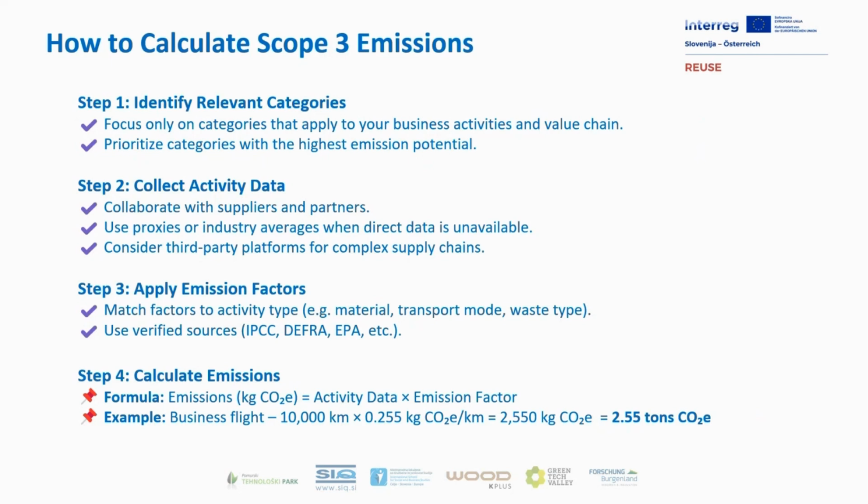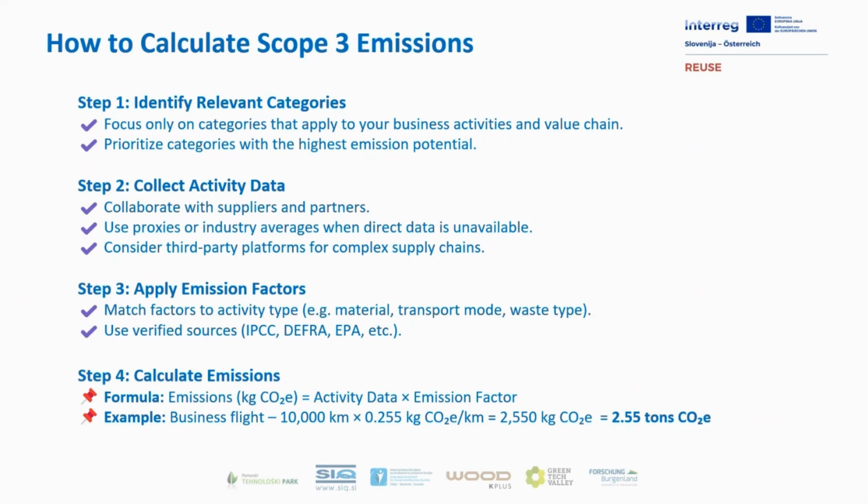Step 4 is the calculation. The basic formula is, again, simple. Formulas are always simple, but how to get to the data, that's more difficult. So the formula is emissions equal activity data multiplied by the emission factor. In other words, emissions in kilograms of CO2e equals activity data times emission factor.